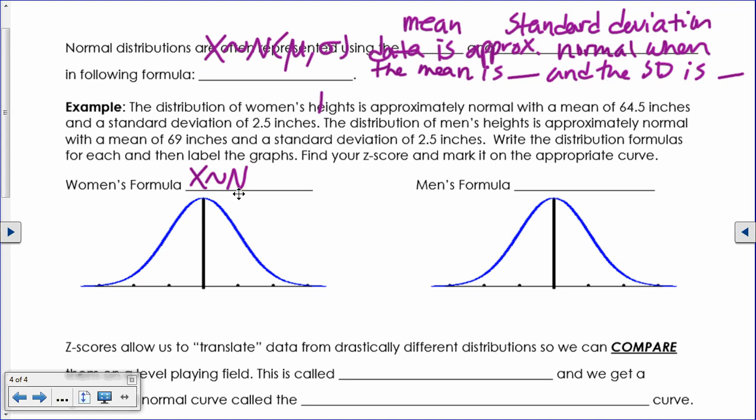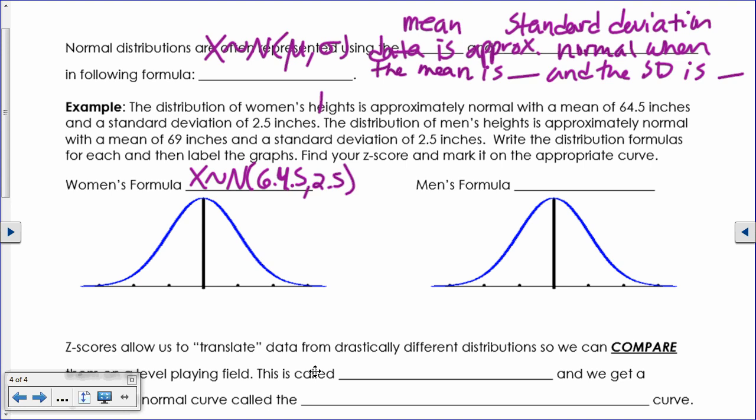So what was the mean? 64.5. So you'd write that down. And then comma, 2.5, close parentheses. Yeah, that's how we represent that information with the information from the diagram, or the word problem.